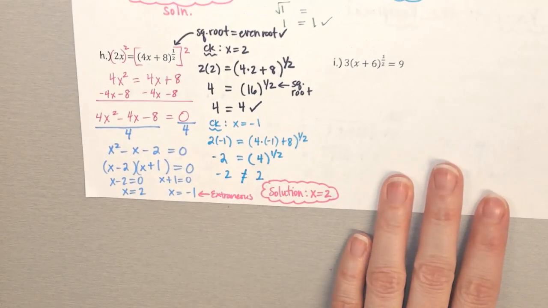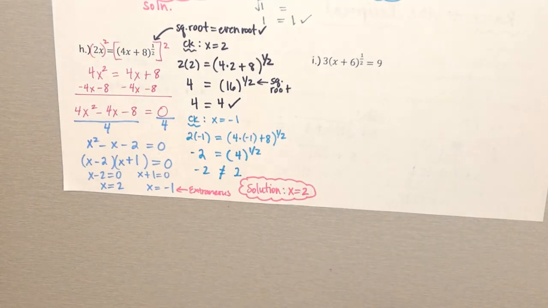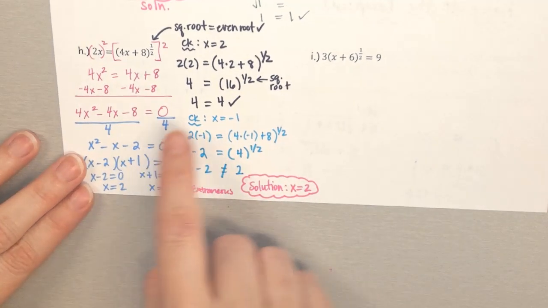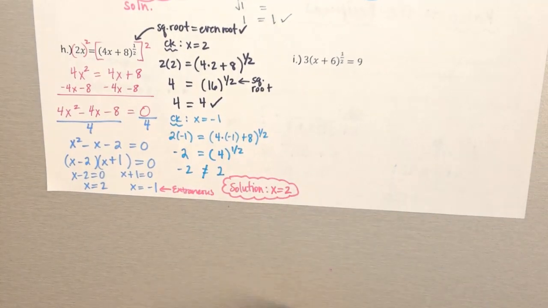Okay, and then if it's an odd root, then that's one you don't have to write a check down on the paper, but it is one where you could plug it back in your head to check. Okay, but anytime there's an even root, I need to see a check with that.